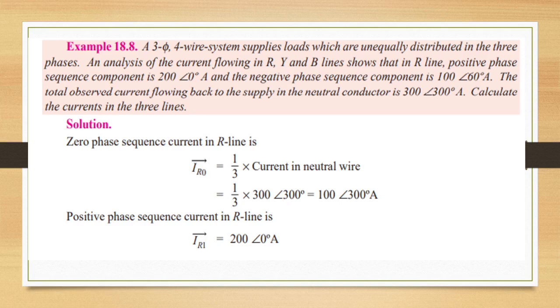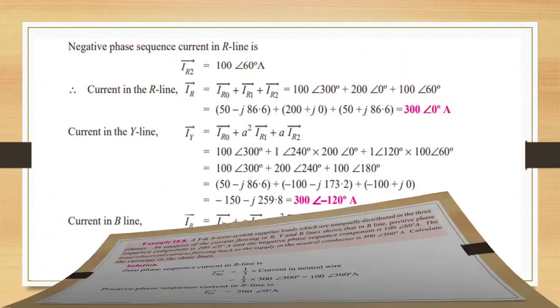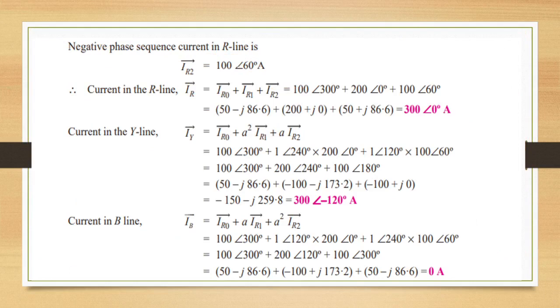So zero phase sequence current in R line, IR0, is one third into current in neutral wire, that is one third into 300∠300°, that is 100∠300° ampere. Positive phase sequence current in R line, IR1, is 200∠0° ampere. Negative phase sequence current in R line, IR2, is 100∠60° ampere. Current in R line is IR0 plus IR1 plus IR2. So when we add them and convert it into polar form, it is coming as 300∠0° ampere.